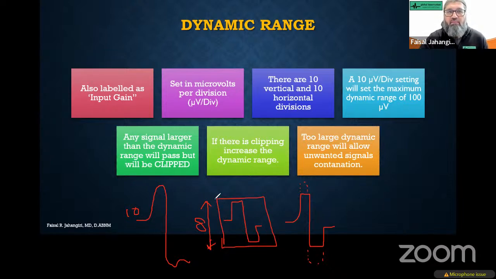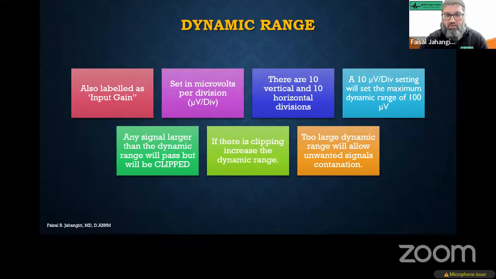But if you have a dynamic range that is too big, then the sampling will also add the noise which is behind that, so it will cause distortion. So we don't want too big a signal dynamic range.